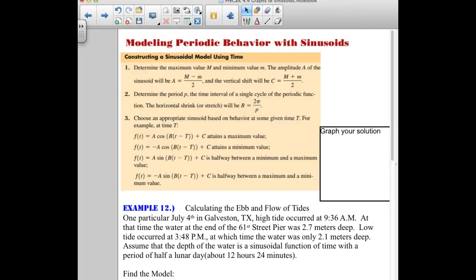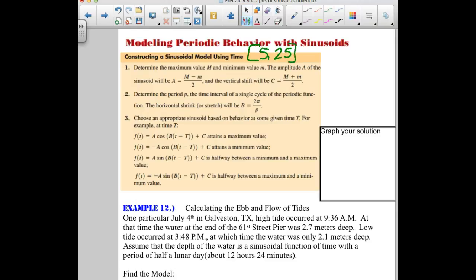Let's think if that worked. In our last example, our range went from 5 to 25. So they're saying take high minus low, 25 minus 5 divided by 2, which gives us 10. Was that our amplitude in the last question? Okay. Then it says to find the vertical shift, we can add the two values together, the high and low. So 25 plus 5 divided by 2, and we get 15. Was that our vertical shift?